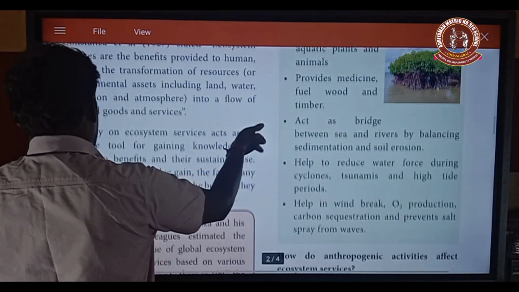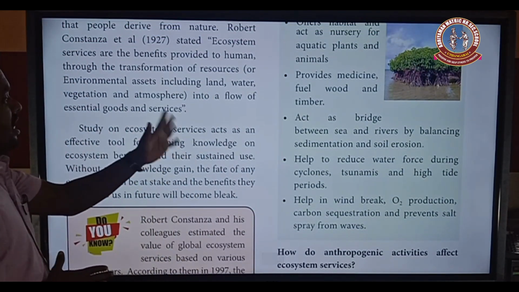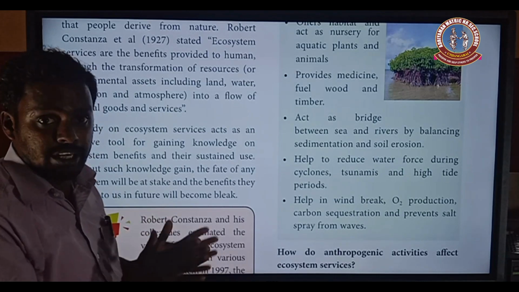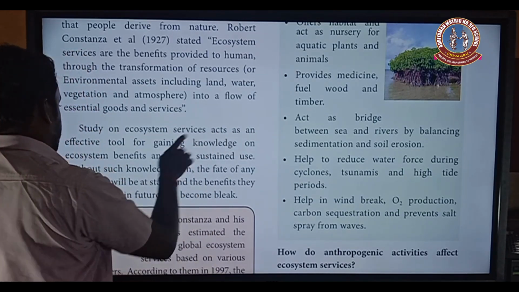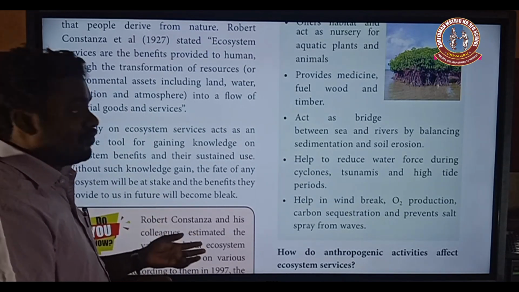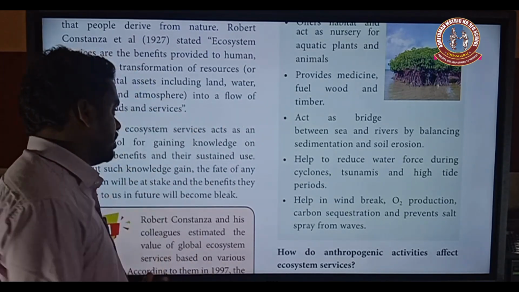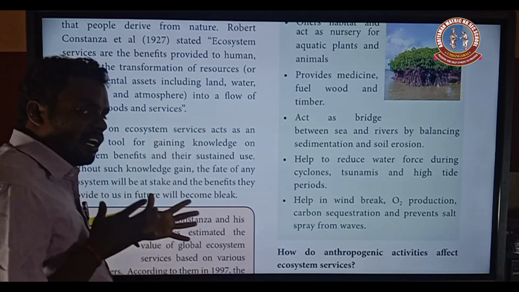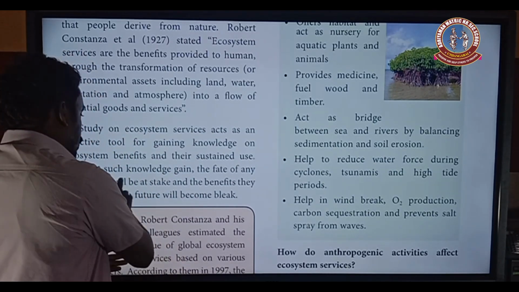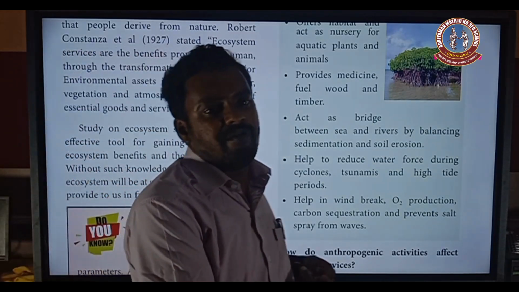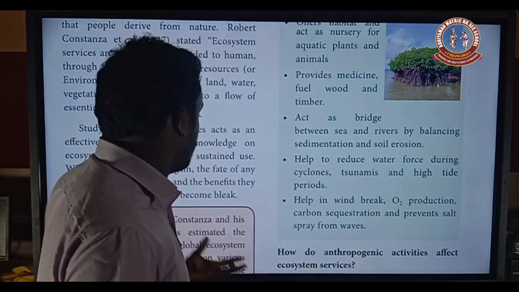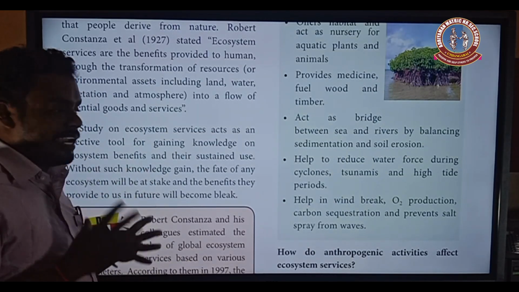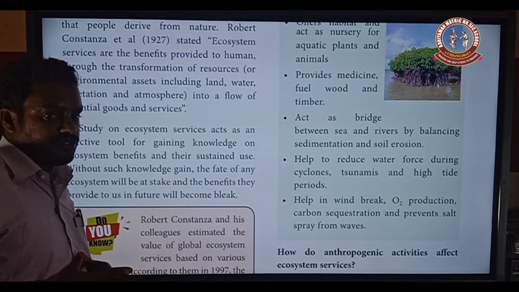Then next one, study of ecosystem services. You know, we study about these ecosystem services. Services means benefits. It acts as an effective tool for gaining knowledge, that means to improve our knowledge of ecosystem benefits and their sustained use, that means continuous use. Suppose the knowledge of ecosystem benefits is absent in human beings, then without such knowledge the fate of any ecosystem will be at stake, and the benefits they provide in the future.